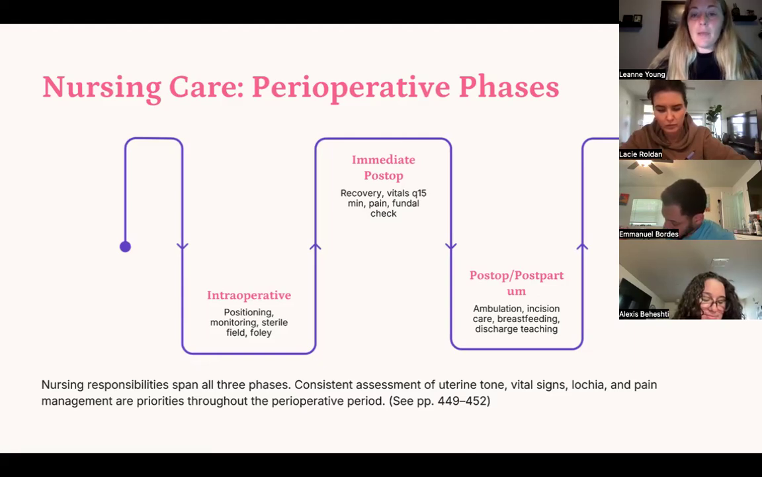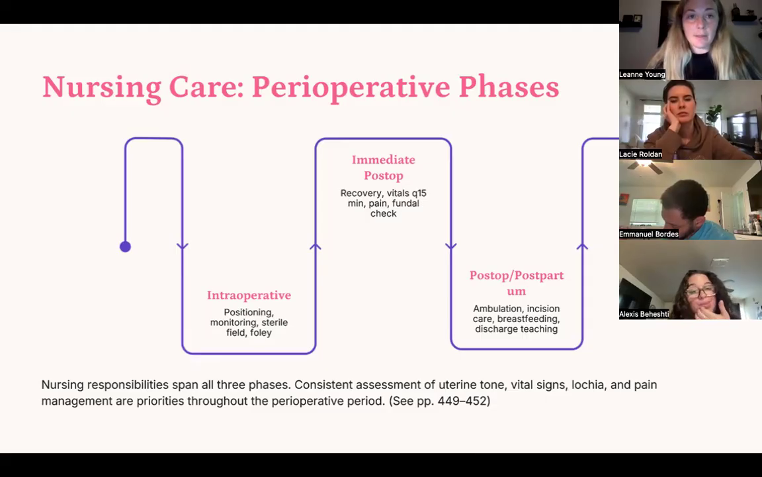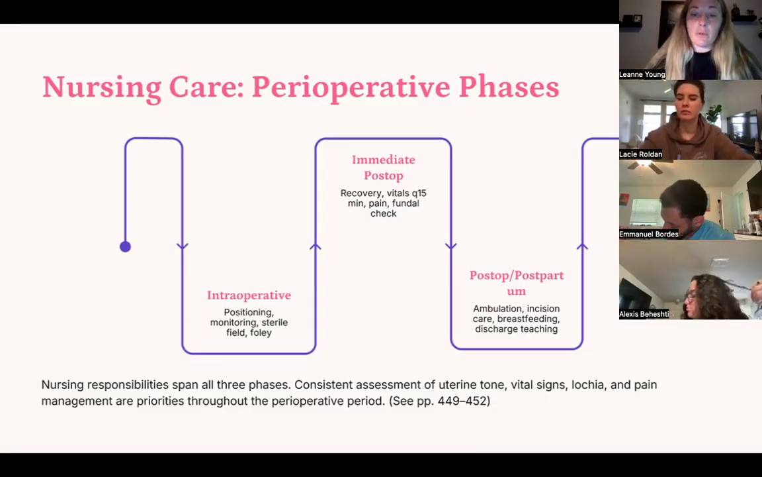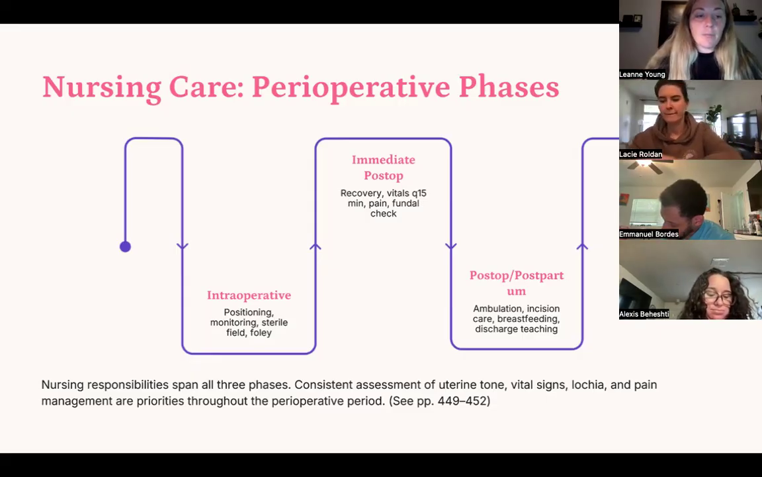And then in the post-op and postpartum period, so before mom goes home, we're helping get her up. We're moving her to the chair. We're helping make sure that she's passing gas, making sure she's able to tolerate fluids and food, helping with breastfeeding. We're doing discharge teaching. We're helping with all the postpartum care for moms before she goes home.